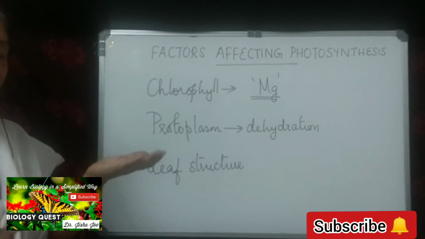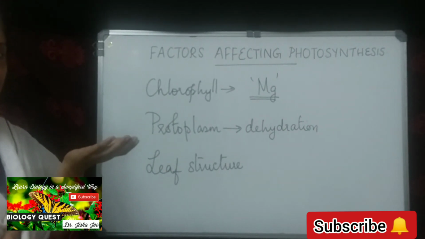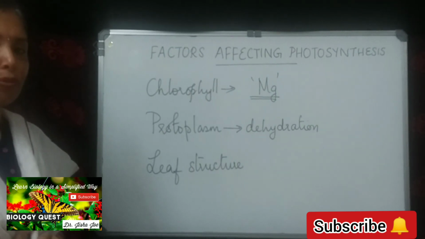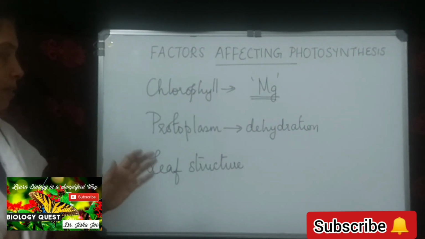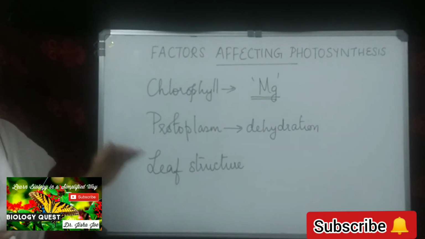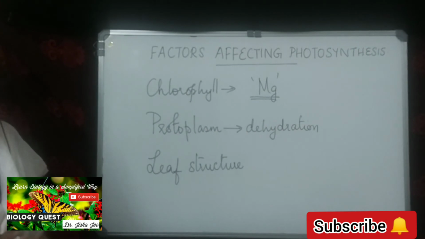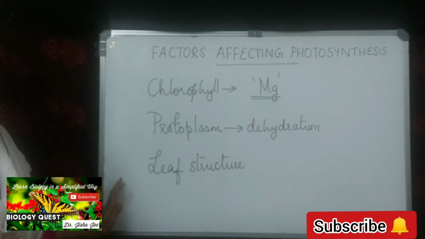The narrow leaves, what is the peculiarity of narrow leaves? They have lesser surface area for the absorption of light. So again it will affect the rate of photosynthesis. So certain structures that are associated with the leaves also affect the rate of photosynthesis. So these are the internal factors that affect photosynthesis.